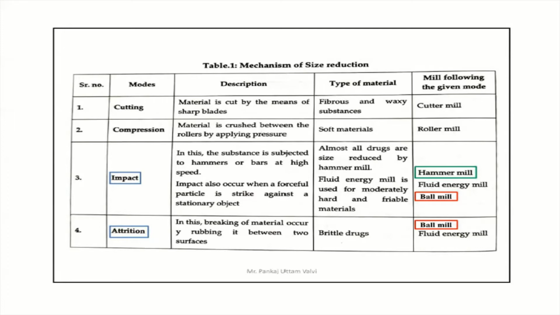Next, the compression. Material is crushed between the rollers by applying pressure. Type of material: soft materials. And the best example of this is the roller mill.